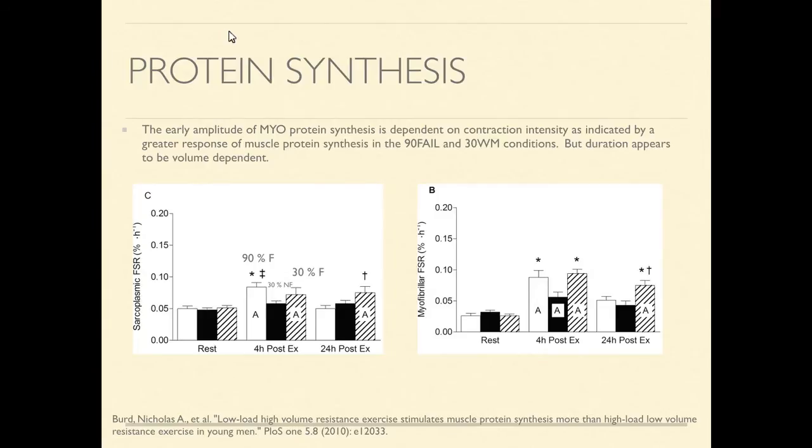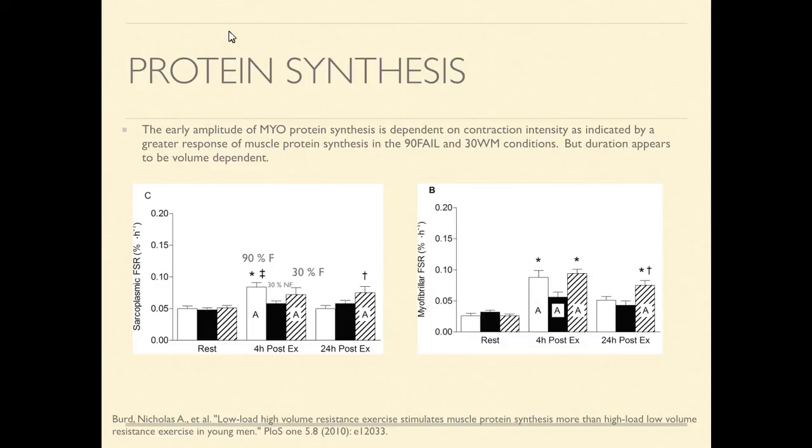And here's what we see. If you look at sarcoplasmic protein synthesis in graph C, notice that the 90% fail condition triggered the most response 4 hours post, but the 30% non-failure stimulated nothing, and the 30% failure also activated protein synthesis in that subfraction.